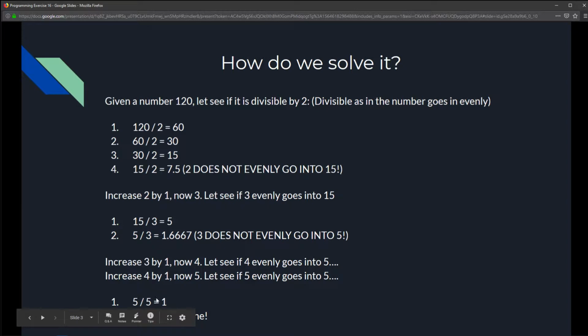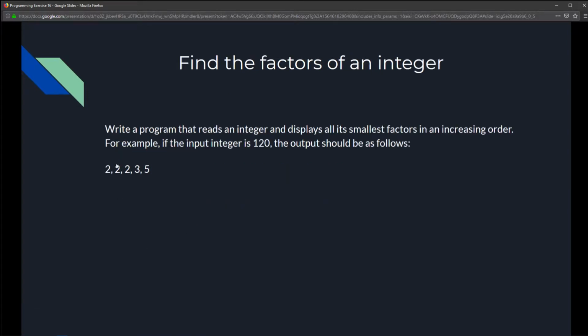Now the result is we just get 1, and that's it. We don't have to do anything after we get 1 as the remainder. So we now have 2, 2, 2, 3, and 5. These are all the numbers that go into 120 evenly and in increasing order. All right, so let's try to code that.